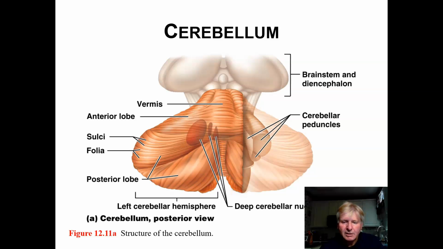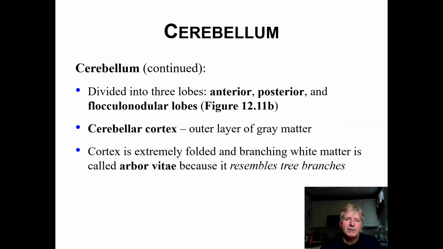So this is just a posterior view of the cerebellum, showing you the deep cerebellar nuclei and cerebellar peduncles. These are white matter output tracts, and then you have the posterior lobe and anterior lobe that are visible. You can see the brainstem and diencephalon on the superior edge of the image. So you have three lobes in the cerebellum: anterior, posterior, and flocculonodular. The cerebellar cortex is the outer gray matter layer.